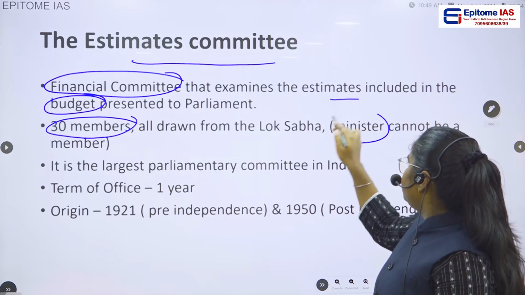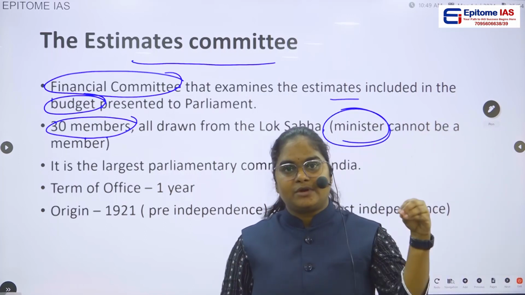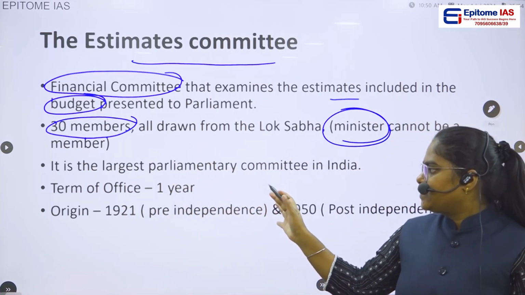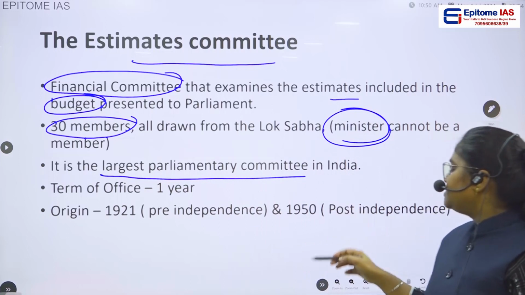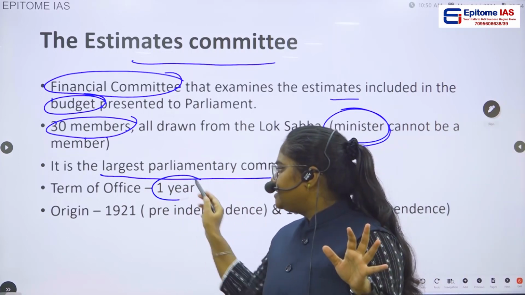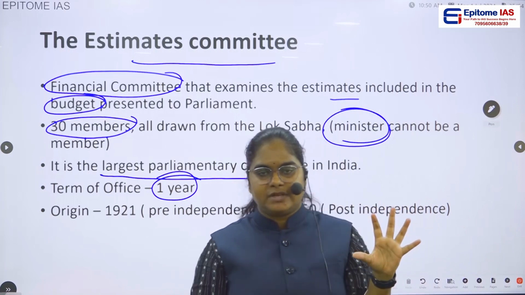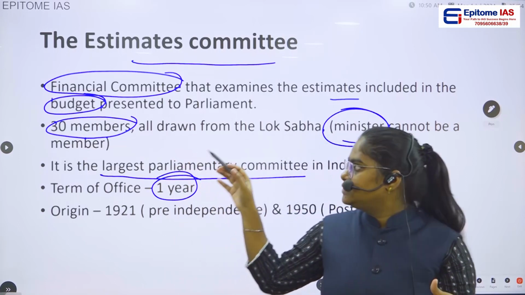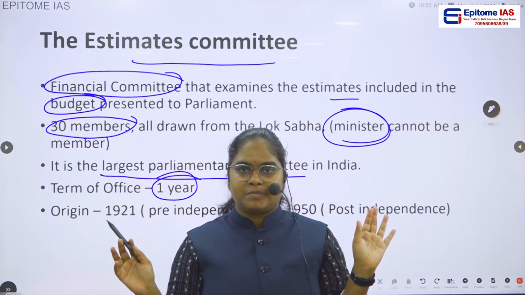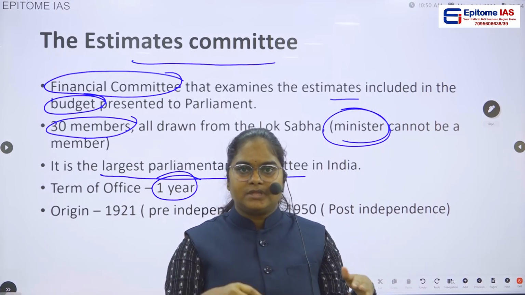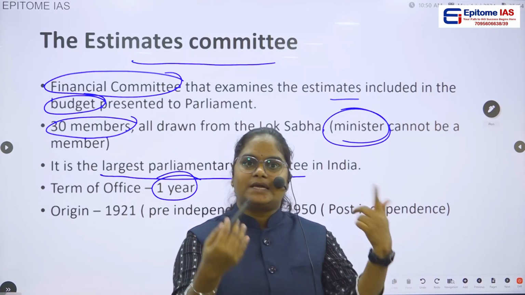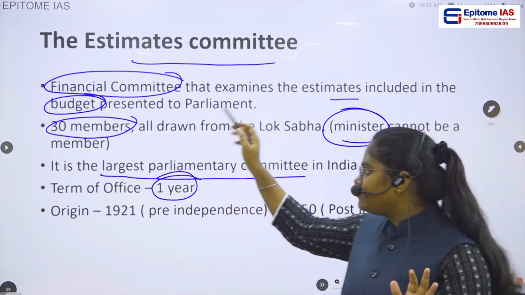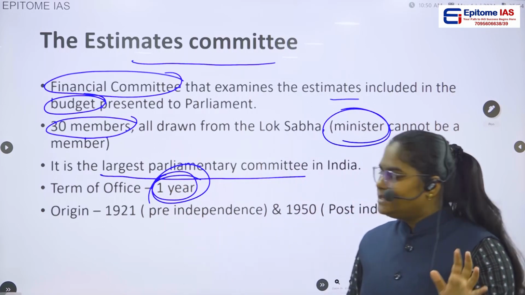Then there is another fact: the members cannot be a minister. That means a minister cannot be a member of this committee. It is the largest parliamentary committee in India, and the term of office is 1 year. So once a year an election will happen among the Lok Sabha members, and they'll choose 30 members to be part of this committee. Once 1 year is over, the committee is dissolved, an election happens again, and 30 members are chosen again.